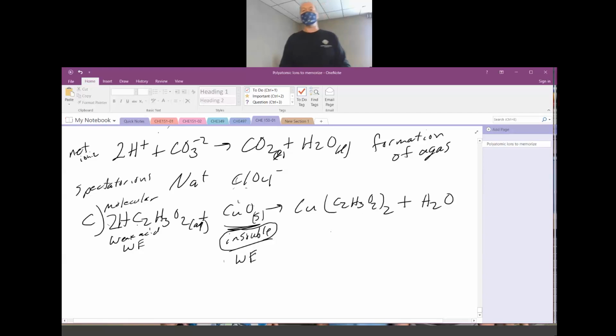All acetates are soluble, so this is soluble, and this is a strong electrolyte. And of course, water is a liquid. This is a non-electrolyte.